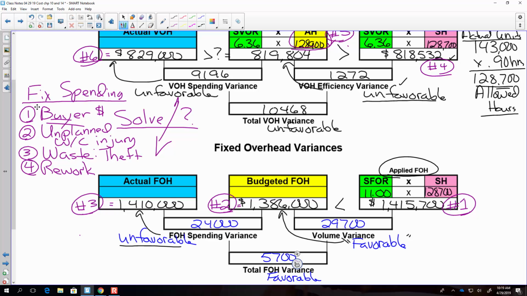Remember, there's a lot of things in this overhead number. Supplies, right? Yep. Repair equipment, janitorial supplies. I don't know, what else could there be? All the maintenance stuff, even the grease, the oil on all of our equipment. Again, all that could be causing this unfavorable variance.